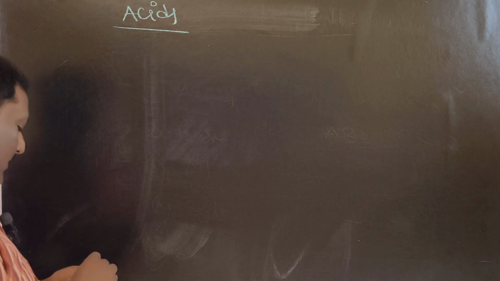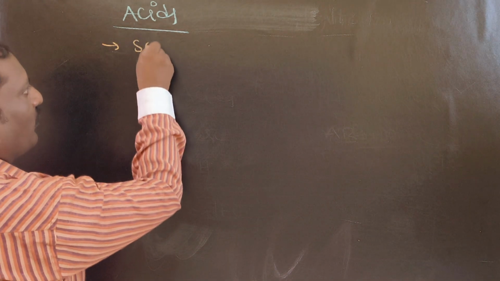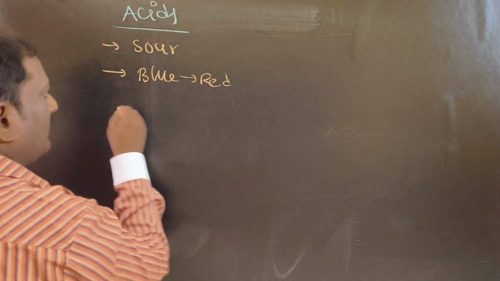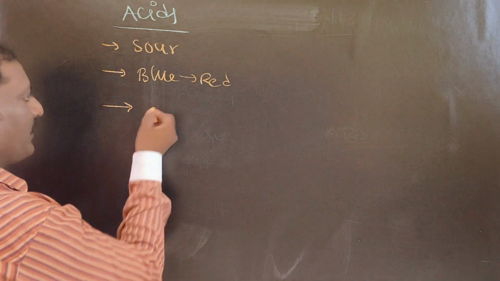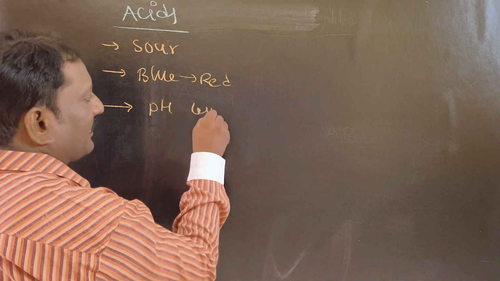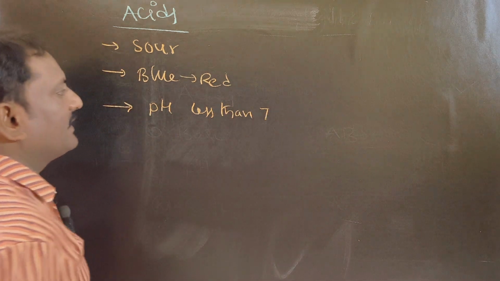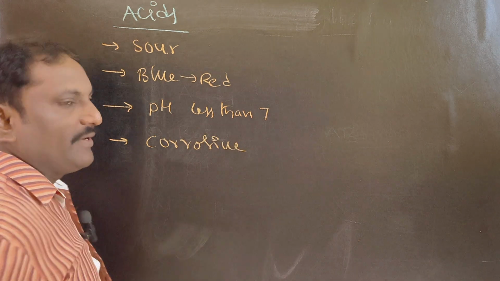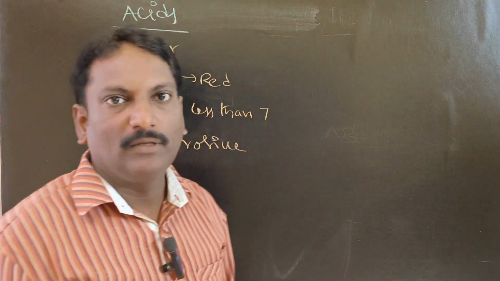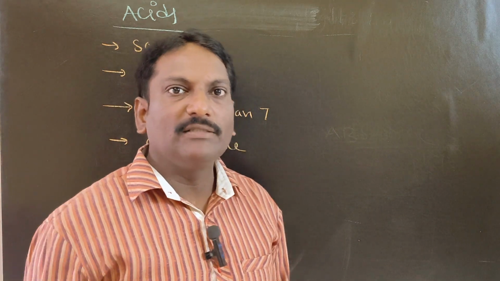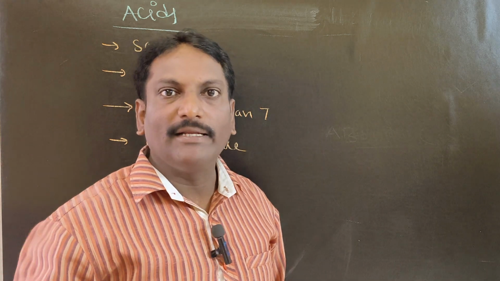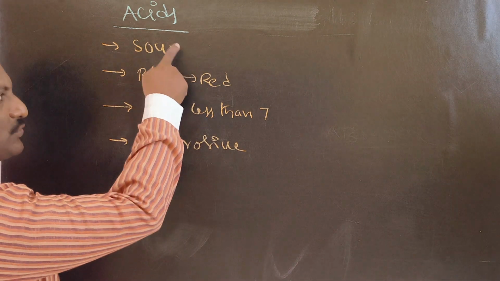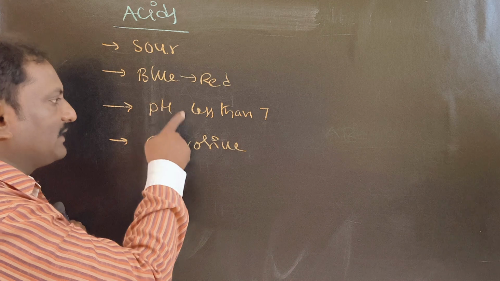Acid means the chemical substance which is sour in taste, turns blue litmus to red. The pH will be less than 7, and it is corrosive in nature. Corrosive nature means it has the ability to destroy anything. So when metals are dropped in acids, the metals disappear. That means acids have the capability to destroy other substances. Acids are sour in taste, turn blue litmus to red, pH less than 7, and they are corrosive in nature.